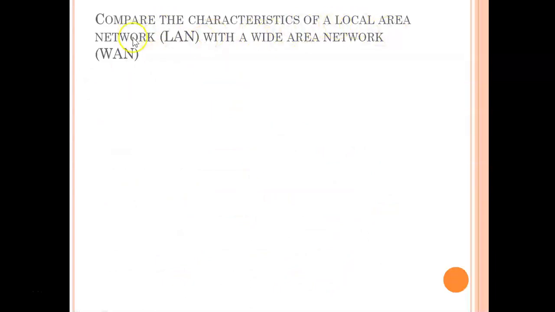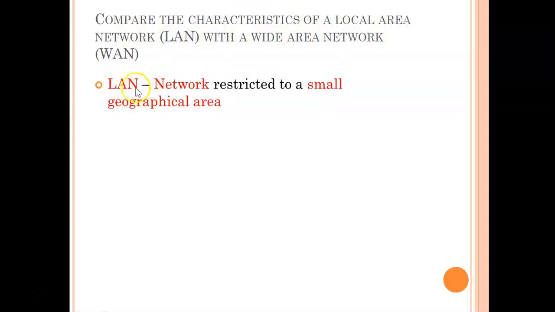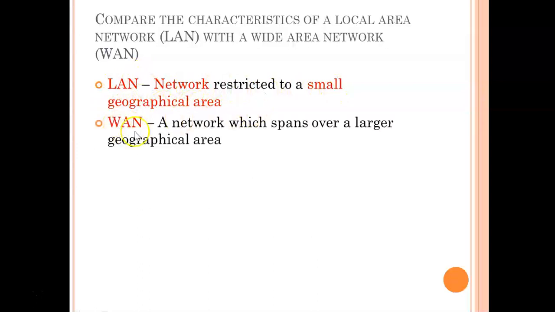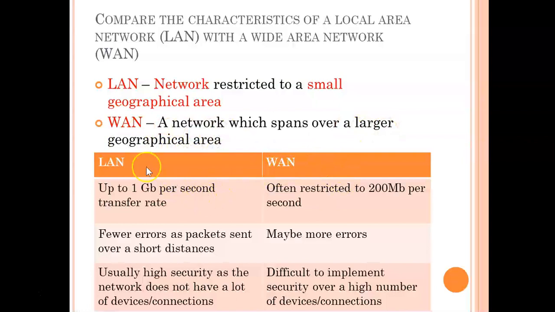Compare the characteristics of a local area network, a LAN, with a wide area network, a WAN. So these are networks from IGCSE. A local area network is a network restricted to a small geographical area. A WAN, or a wide area network, is a network that spans over a larger geographical area. So just some comparisons. With a LAN you can have speeds of 1 gigabit per second. A WAN is slower. It's got about 200 megabits per second. There are fewer errors as packets sent over a short distance. So a LAN has fewer errors in its transmissions of data.